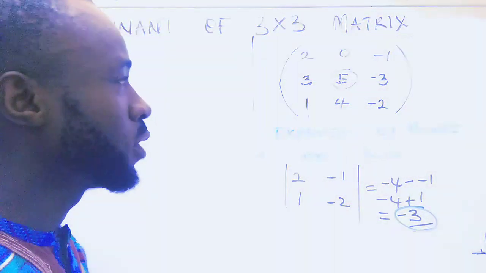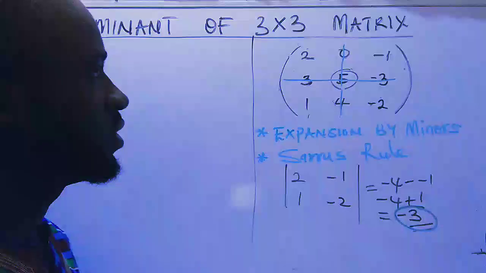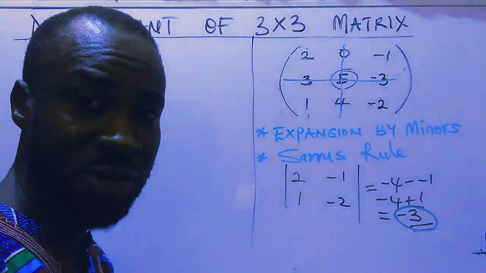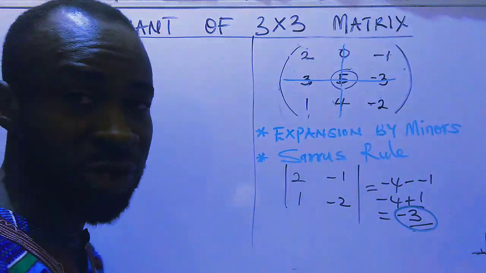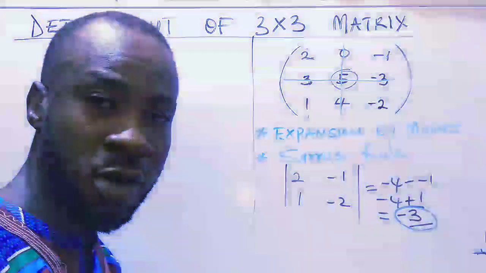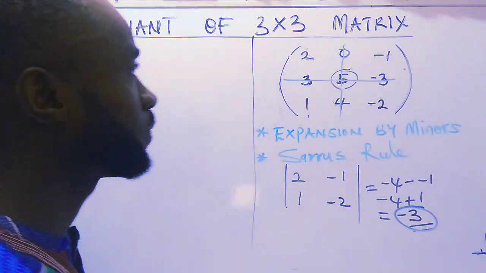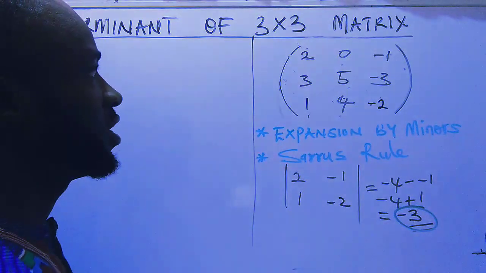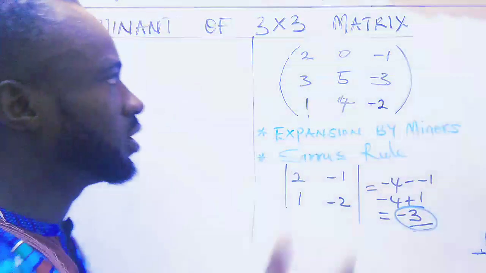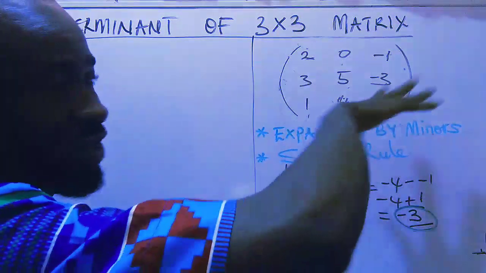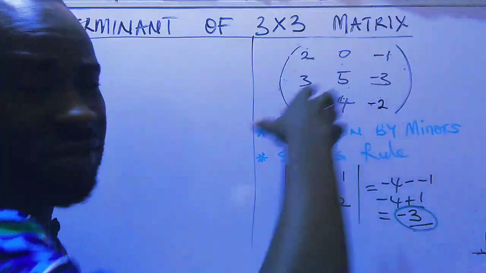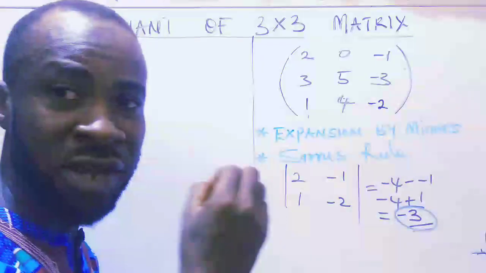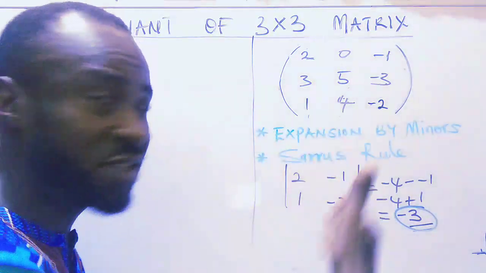And that's all. Let me talk about one other thing that is very important when finding the determinant of a matrix, especially using expansion by minors. That's what we call sign placement. Sign placement is when all the elements in this matrix are assigned a plus or minus sign in an alternating way.